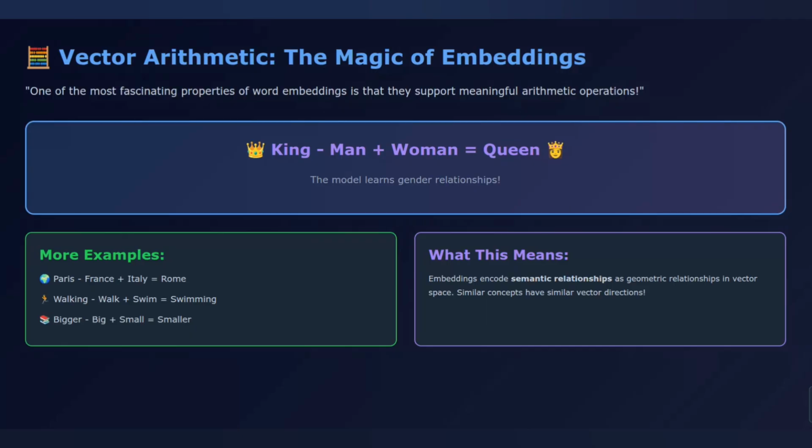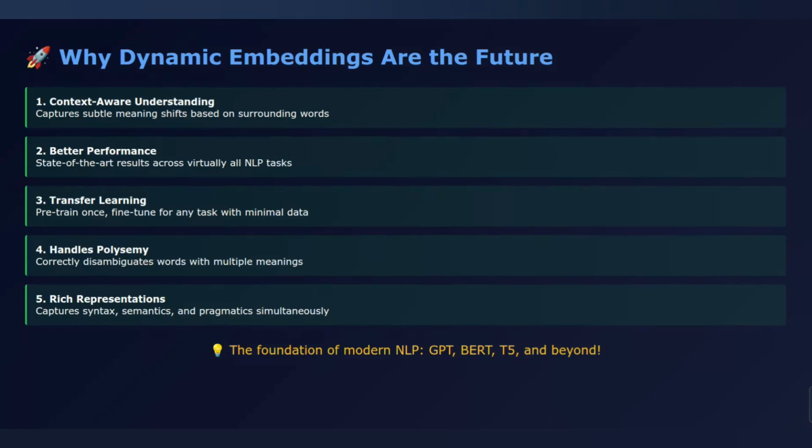Paris minus France plus Italy equals Rome. It learned geography. Walking minus walk plus swim equals swimming. It learned grammar transformations. Bigger minus big plus small equals smaller. It learned comparative forms. What this really means is that embeddings encode semantic relationships as geometric relationships in vector space. Similar concepts have similar directions. This is absolutely magical. So why are dynamic embeddings the future of NLP?